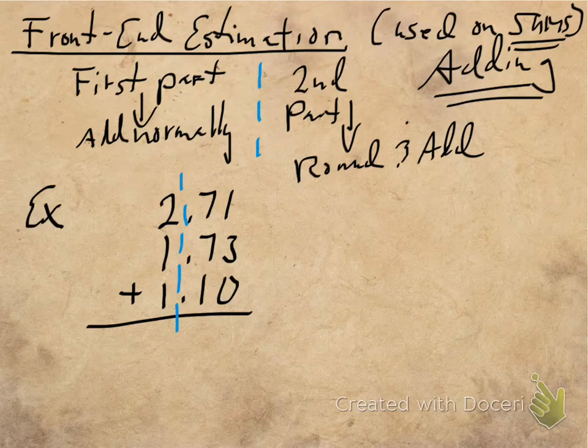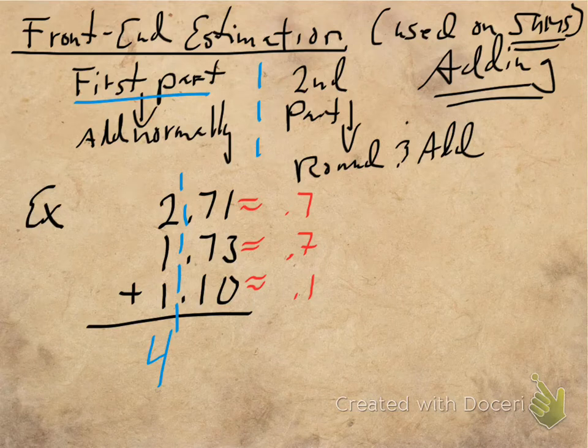Okay, and here's what we do. For the numbers in the first part, we just add normally. So we're just going to add 2 plus 1 plus 1, which is exactly equal to 4. No big deal there, no rounding, no anything. Then for the rest of the number, I'm going to round them. I'm going to use a wavy equals to show that I rounded it. I'm going to round these to the nearest tenth. And so 0.71 is going to round to 0.7. 0.73 will also round to 0.7, and 0.10 is already 0.1. And if I add these up, I get 1.5.